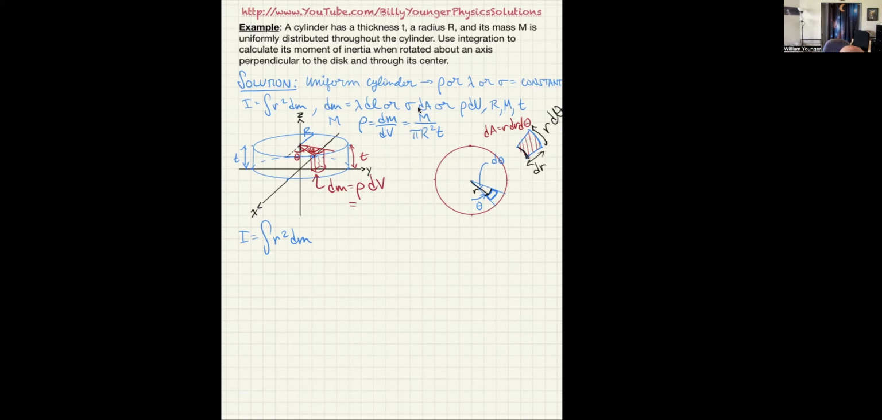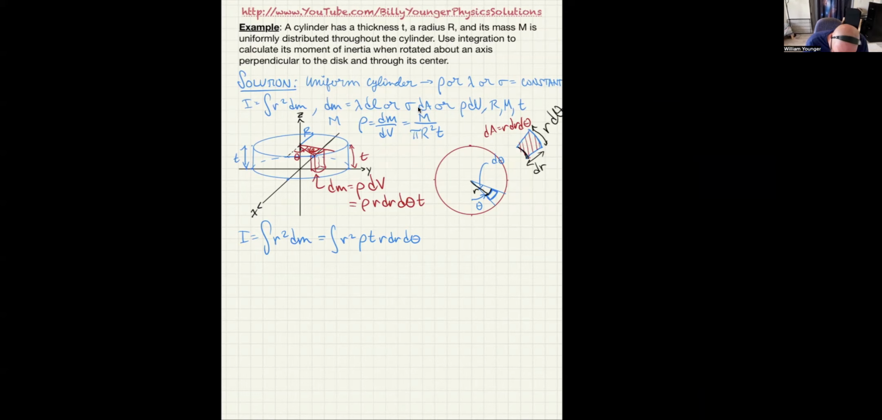But my dV is going to be r dr dθ times the thickness t. And I could actually put the t in the front, and that would be fine too, because it is a constant. So let's carry on with this. We're going to say equals the integral of r squared, and then I've got rho, which is a constant, and I have t, which is a constant, and then I have r dr dθ, which means now I'm integrating it twice, once for the dr and once for the dθ.